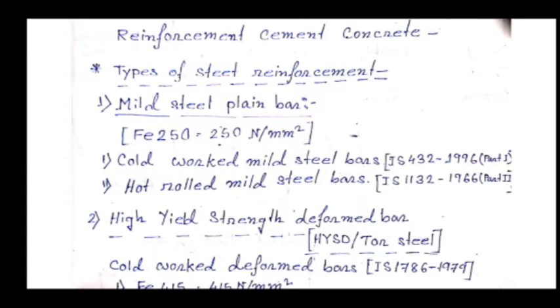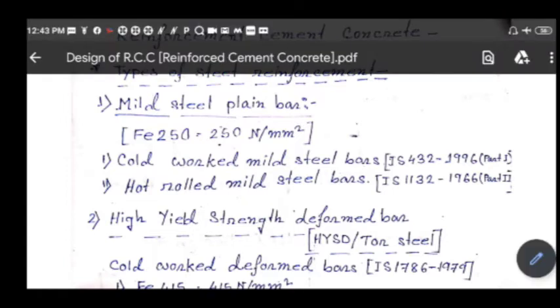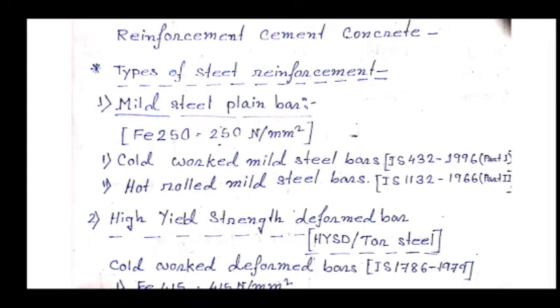So let's get some knowledge about types of steel reinforcement. First one is mild steel plain bar, that is denoted by Fe250. That means the yield strength of mild steel plain bar is 250 Newton per millimeter square. Instead of Newton per millimeter square, we may write megapascal, that is MPa. So there are two types of mild steel plain bar: cold worked mild steel bars from IS 432 1996 part 1, and hot rolled mild steel bars from IS 1132 1966 part 2.